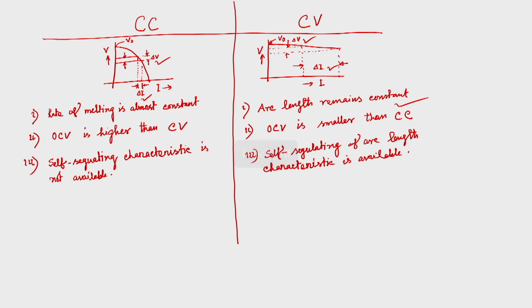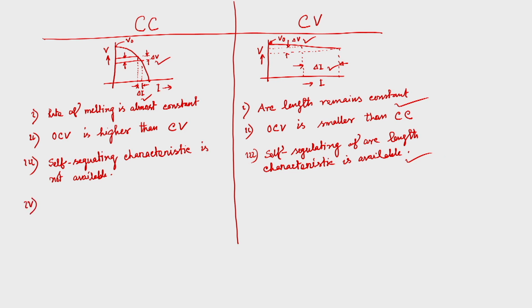So if there is a change of arc length in the case of a constant voltage power source, for example if there is any shortage of arc length, then there will be a shortage of voltage. Due to this small shortage of voltage, there will be a comparatively high increment of current. Due to that, more melting of filler wire takes place. So what happens here is that the arc length regains its original position. This is called the self regulating of arc length characteristic. This is available in constant voltage, but not in constant current.